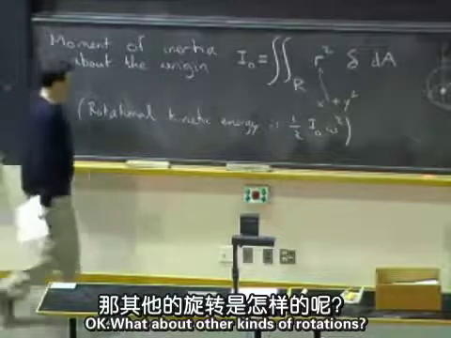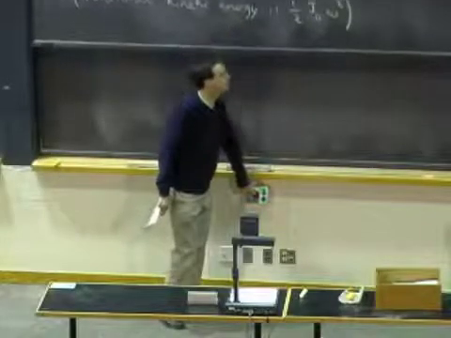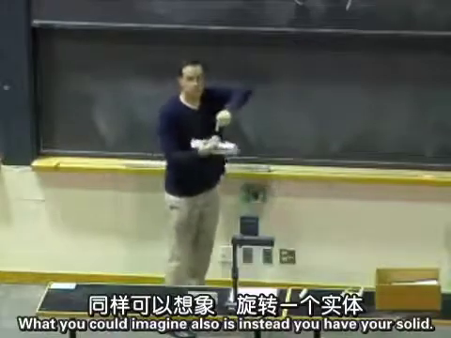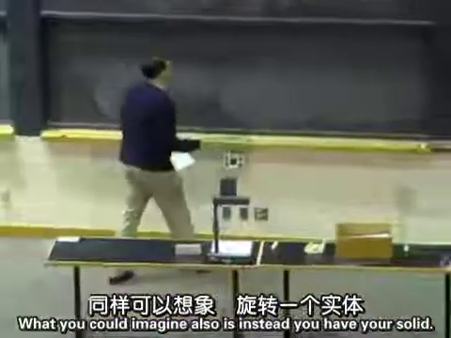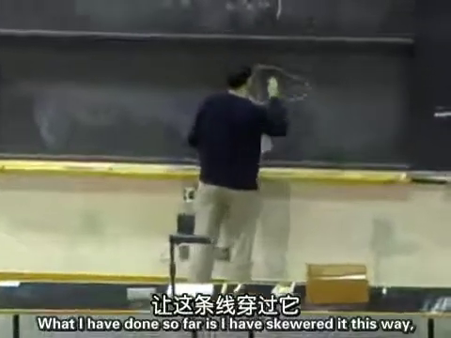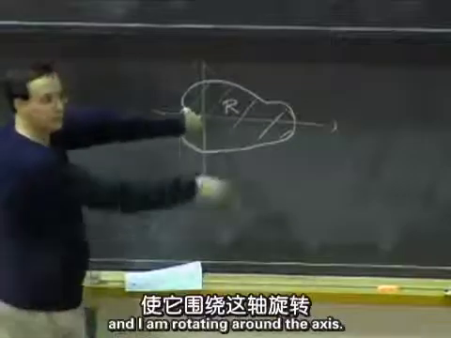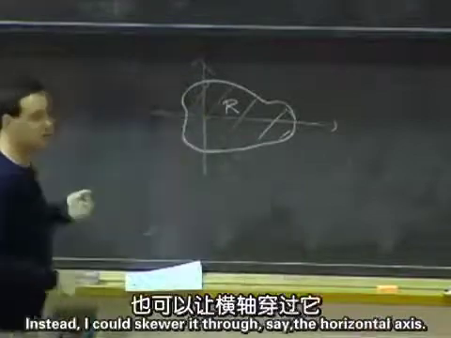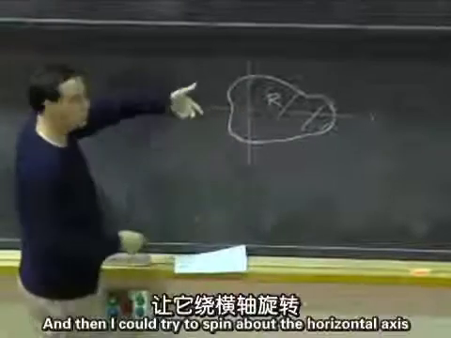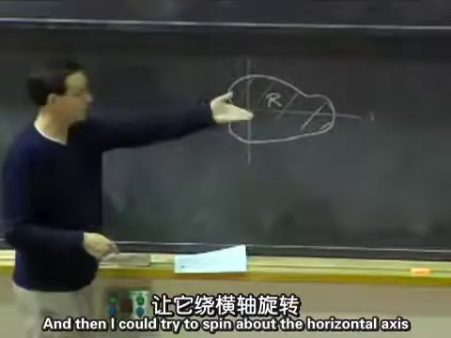Okay. What about other kinds of rotations? So in particular, here we've been rotating things about just a point in the plane. What you could imagine also is instead you have your solid. What I've done so far is I've skewered it this way, and I'm rotating around the axis. Instead, I could skewer it through, say, the horizontal axis, and then I could try to spin about the horizontal axis. So then it would rotate in space in that direction, like that.